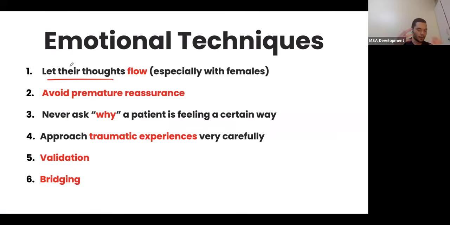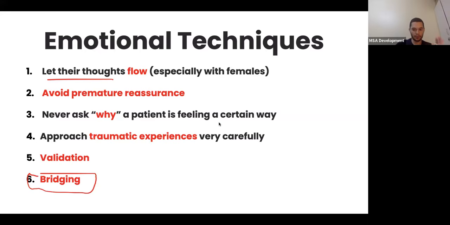So you let their thoughts flow, you make sure that you don't give any premature reassurance, you don't ask the patient why they're feeling something here or there. When you approach their traumatic experiences, you need to make sure you're approaching them carefully. You're letting the patient open up to you without forcing it out. And then you have validation and bridging. Bridging is important to remember, by the way.